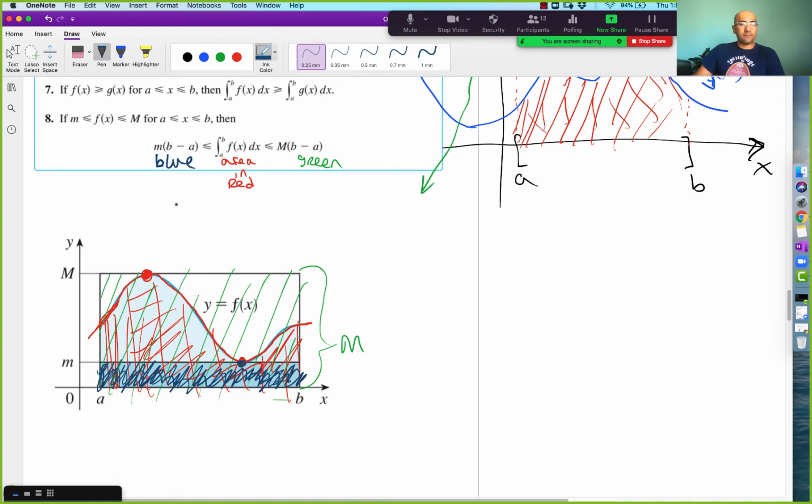Any questions about that? So anything that's below the little m is the underestimation. Right, so this becomes the little m times b minus a, the underestimation. That's why we know that the actual area in red is greater than or equal to that. If all you knew is that this is one dot and that it's the smallest this function ever becomes, then your smallest guess would be this one.